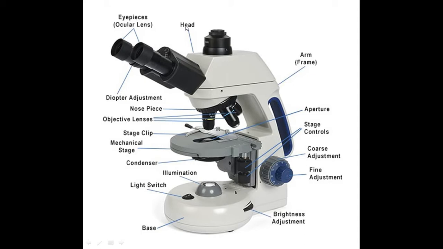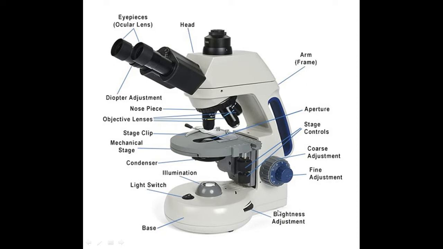We also have the head of the microscope. We have the diopter adjuster. We have the arm or the frame of the microscope. We have the aperture of the microscope. We have the stage controls here. These are the stage controls. We have the coarse adjustment. We have the fine adjustment.